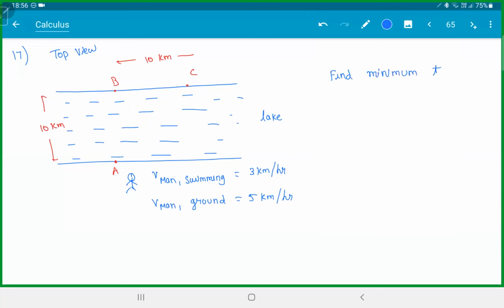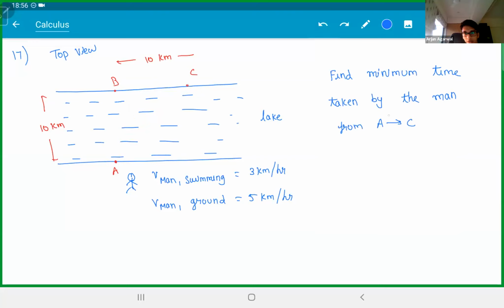Find the minimum time taken by the man. He can go any way he wants from A to C. He can swim, he can go to B and run, or he can go to the middle and run. He can do anything. What is the minimum time? A, B and C are collinear, on the same line.